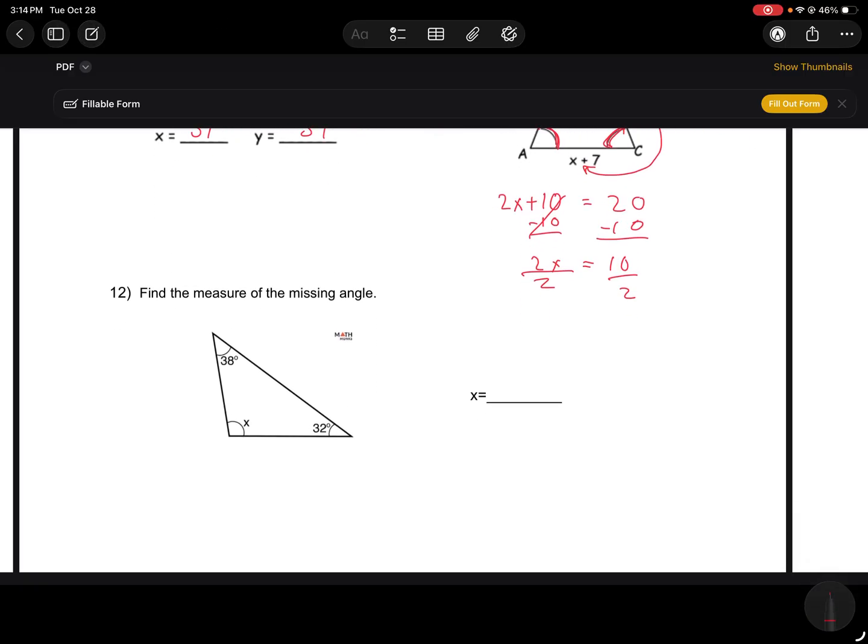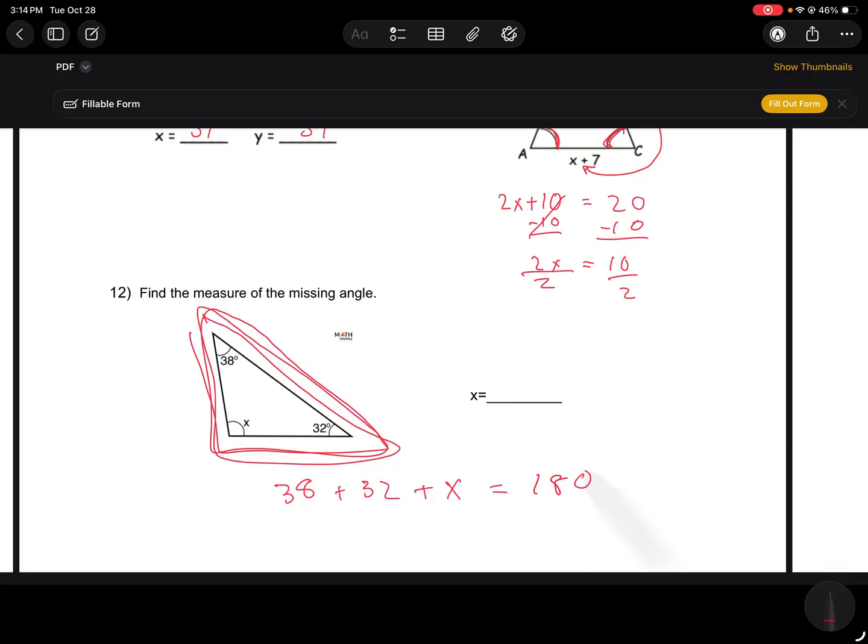Alright, number 12, a triangle adds up to 180 degrees. So 38 plus 32 plus x is equal to 180. So 70 plus x is equal to 180. If we subtract 70 from both sides, you'll get x is equal to 110.